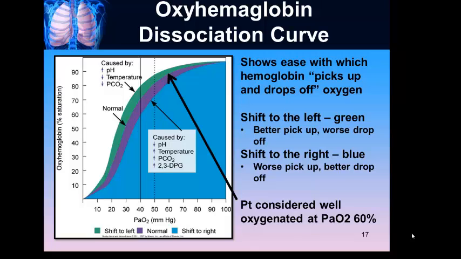On this graph, the purple curve is the normal relationship of oxygen and hemoglobin. Oxygen is picked up pretty easily and dropped off pretty easily. The green curve depicts a shift to the left, where oxygen is picked up very easily in the lungs, but it has a hard time getting dropped off at the tissues.